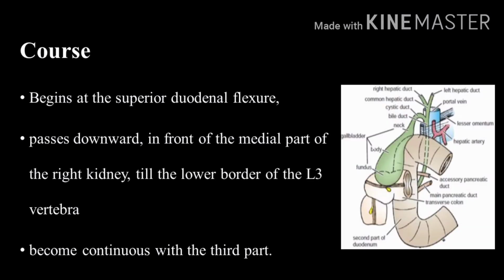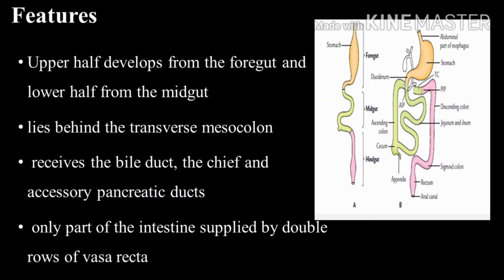Second part of the duodenum. Course. It begins at the superior duodenal flexure, passes downward in front of the medial part of the right kidney till the lower border of the L3 vertebra, where it curves towards the left to become continuous with the third part. Features of this part: the upper half develops from the foregut and the lower half develops from the midgut. This part lies behind the transverse mesocolon.